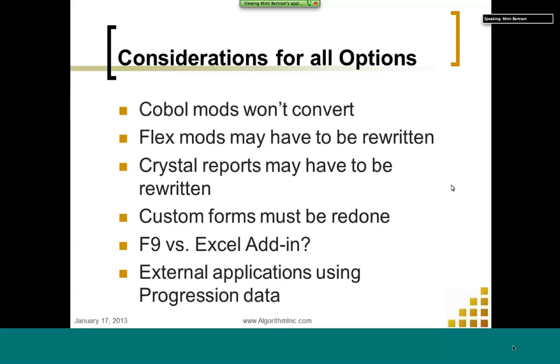And what external applications might you have that utilize Progression data? That's something that sometimes we here at Algorithm have very little visibility of. So it could be that you've maybe built reports, or you have access, or there's some application out there that you tied to Progression somehow. So we want to be aware in our due diligence of what we are going to be impacting when we turn Progression into Macola ES.